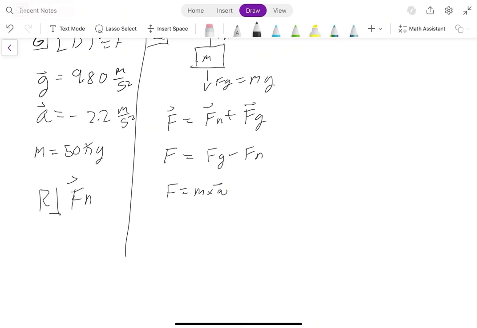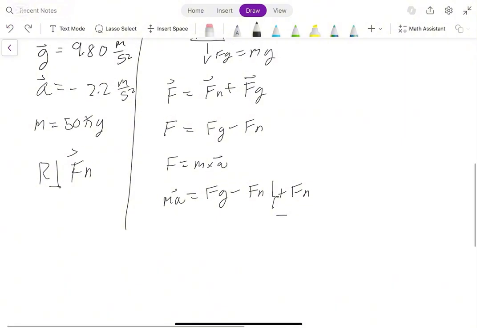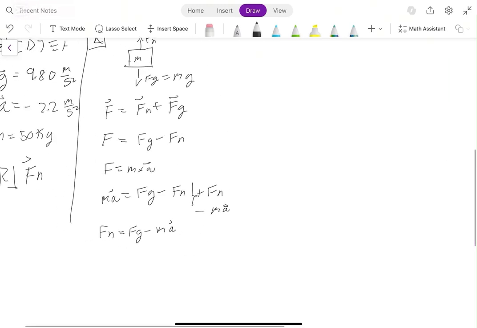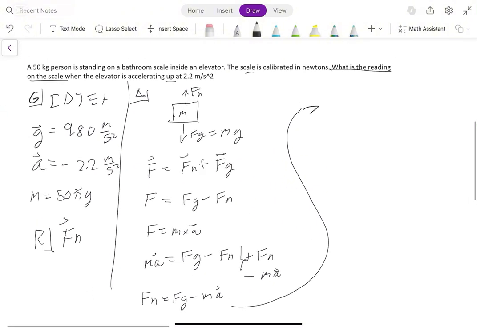And we also know F is already equal to m times a, mass times acceleration. Now that we know this, we can just sub that in for F. So we can go m times a is equal to Fg minus Fn. And we want to get Fn by itself. So to do that, we can rearrange this equation. We just do plus Fn minus ma. Now we have Fn is equal to Fg minus ma. Now that we have this equation, we're all done.